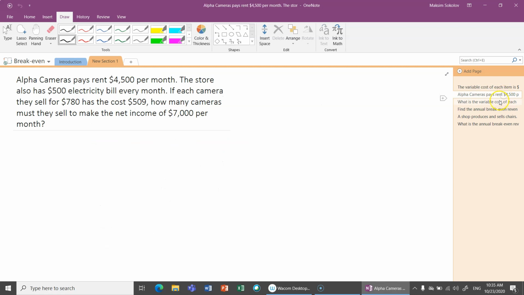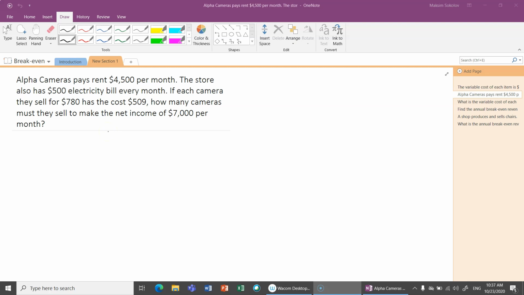Let's explore this topic further using the next example. Alpha Cameras pays rent $4,500 per month. The store also has a $500 electricity bill every month. If each camera they sell for $780 has the cost of $509, how many cameras must they sell to make the net income of $7,000 per month?